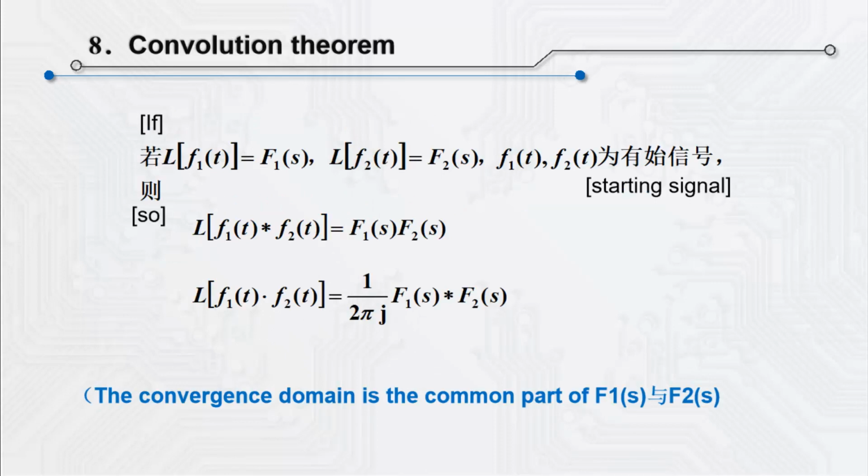Let's take another look at the convolution theorem. The convolution theorem is: if the Laplace transform of f1(t) is F1(s), and the Laplace transform of f2(t) is F2(s), and f1(t), f2(t) are both causal functions, then the Laplace transformation of the convolution of f1 and f2 is F1(s) times F2(s). The Laplace transformation of the product of f1(t) and f2(t) equals 1 over 2 pi j times the convolution of F1(s) and F2(s). The convergence domain is the common part of F1(s) and F2(s). That's the convolution theorem.